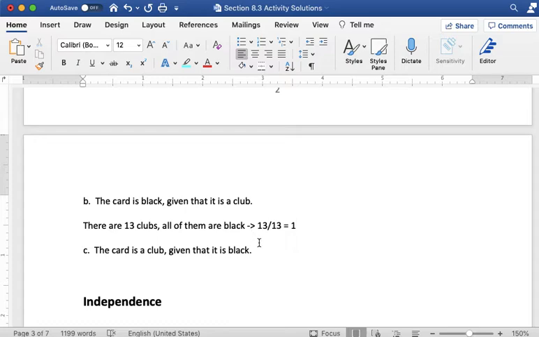And finally, part C. The card is a club given that it is black. So we'll start with the black cards. There are 26 black cards, all of the clubs and spades. And 13 of them are clubs. So that means my probability is 13 out of 26, which I can simplify to 1/2.